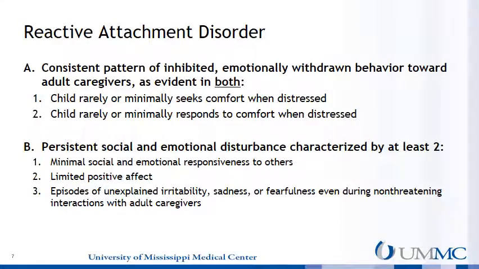So the diagnostic criteria for reactive attachment disorder include, first, a consistent pattern of inhibited, emotionally withdrawn behavior toward adult caregivers that is evident in both the child rarely or minimally seeking comfort when distressed, as well as the child rarely or minimally responding to comfort when distressed. In addition, there are persistent social and emotional disturbances that are characterized by at least two of the following: minimal social and emotional responsiveness to others, limited positive affect, as well as episodes of unexplained irritability, sadness, or fearfulness, even during non-threatening interactions with adult caregivers.